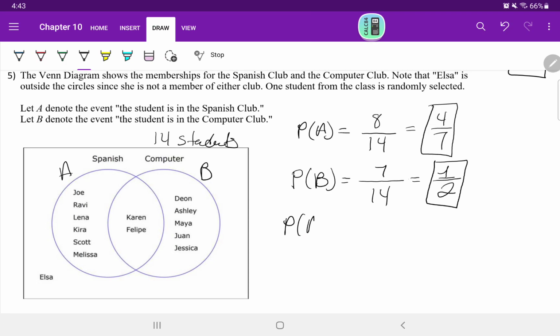The probability of A and B. Out of 14 students, how many students are in the Spanish club and the computer club? This right here, the intersection, is Spanish club and computer club. That is 2 students out of 14. So the probability that they're part of the Spanish club and computer club is 2 out of 14, which is reduced to 1 over 7.